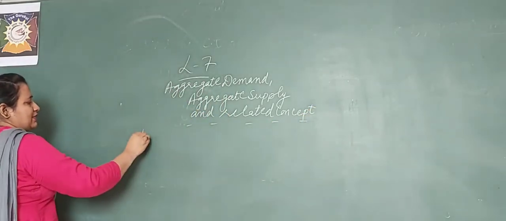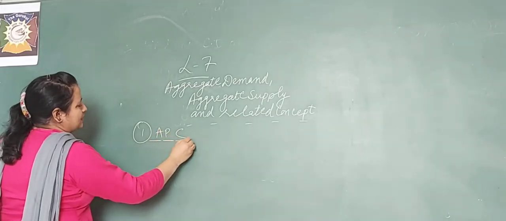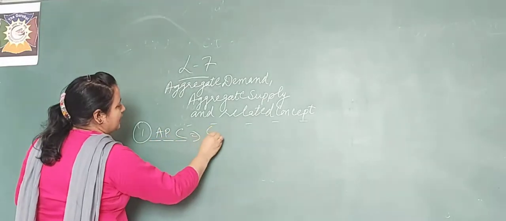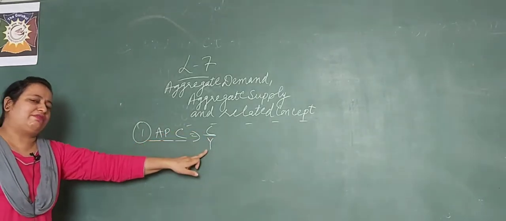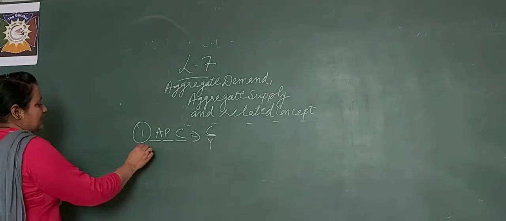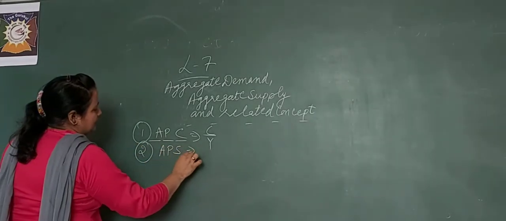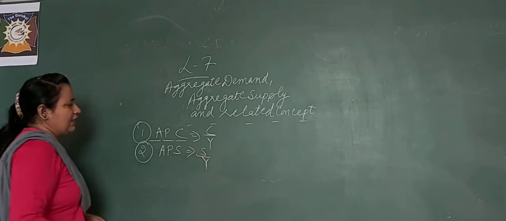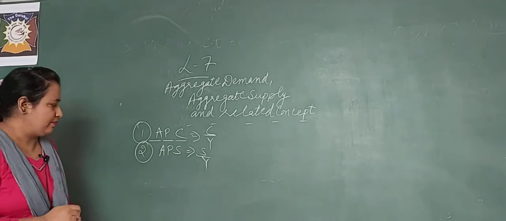First formula is APC. APC means average propensity to consume. It means C upon Y. You know about this thing. C means consumption and Y means income. Second formula is APS. APS is equal to S upon Y. S means saving, Y means income.